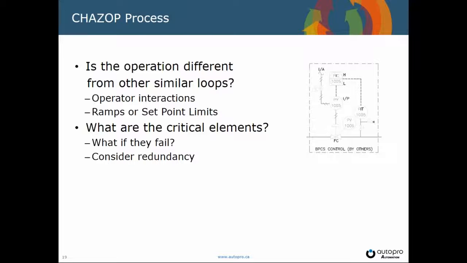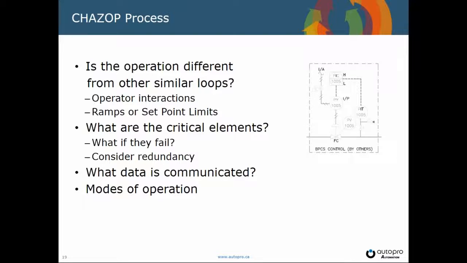And do we consider redundancy? Should we have redundant transmitters? Should we have redundant IO modules, redundant CPUs? What data is communicated? Where is the set point coming from? Where is the information being used, and where does it go? And do we have other modes of operation, such as a startup or a batching application? And we even look at local and remote control for unmanned facilities.